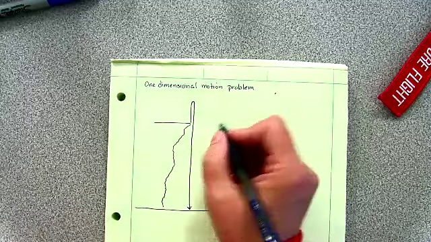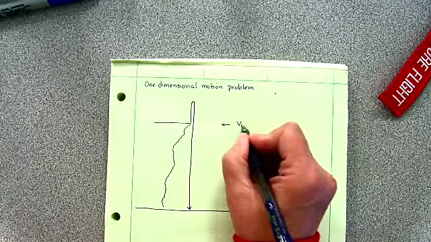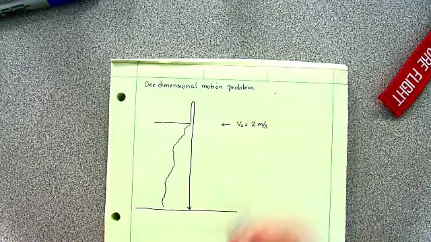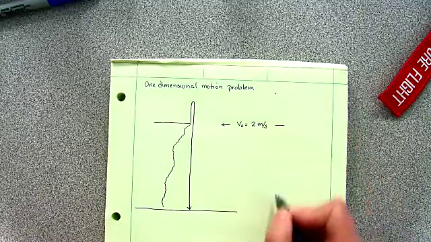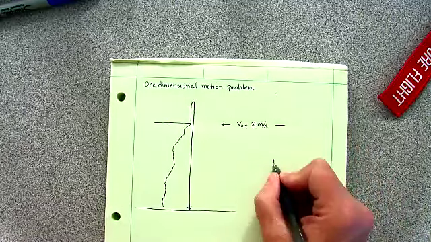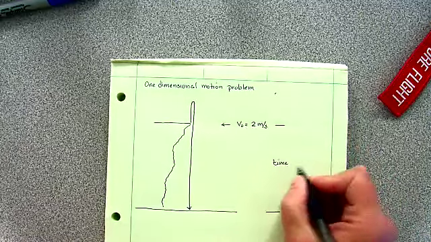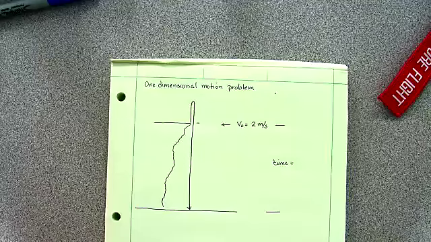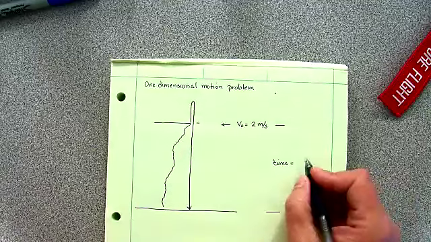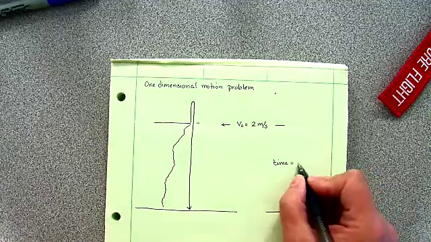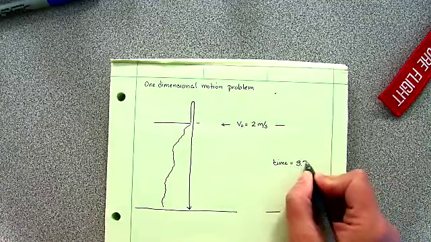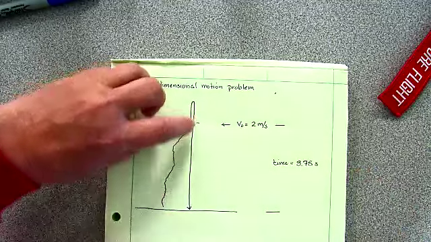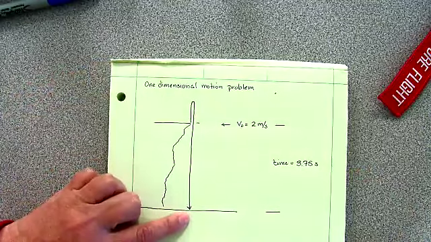We're going to send it off with an initial velocity of 2 meters per second. We're going to start our timer, and we're going to measure the time that it takes to fall, and we're going to say that it takes 3.75 seconds to hit the ground. So the time from here to here, it's going to hit the ground.